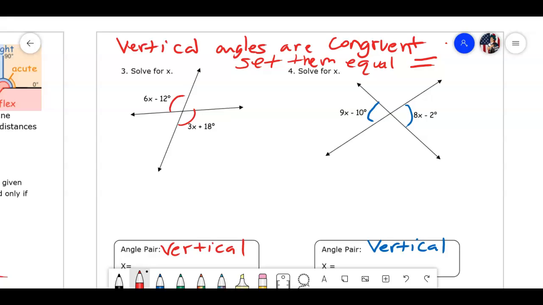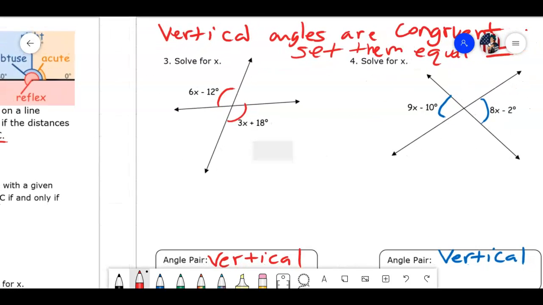This is important. We're not doing part plus part equals whole. We're not doing addition postulate because we know they're the same. If they're across from each other, you know they're the same. All you do is put an equal sign between them. Okay. The vertical angles, set them equal. So that's what we're going to do. Number 3, let's do it. 6x minus 12 equals 3x plus 18. I know they're just equal to each other because they're vertical angles.